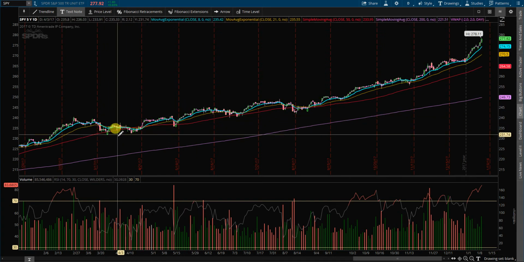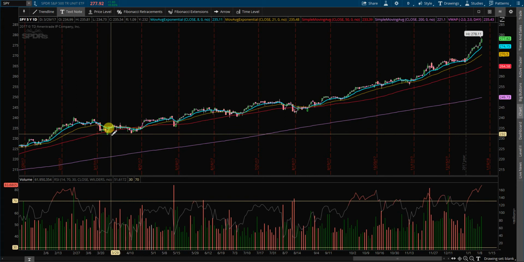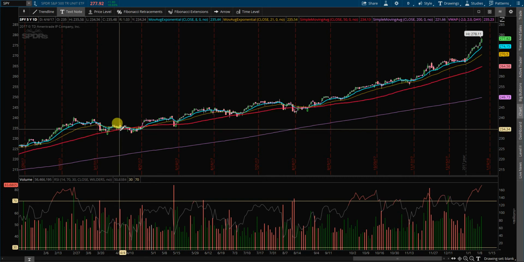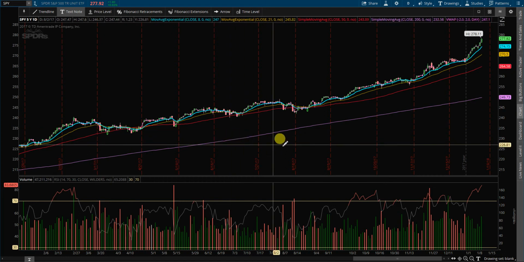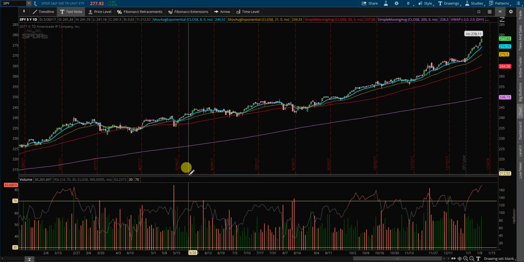Now, which brings me to a small point here. Stocks, ETFs, whatever the case may be, can remain overbought for an indefinite period of time, as well as oversold. So just because something's overbought will never mean, in my opinion, it's a reason to short. Okay, with that said, let's go to the next period of time where SPY registered an overbought, quote unquote, status.